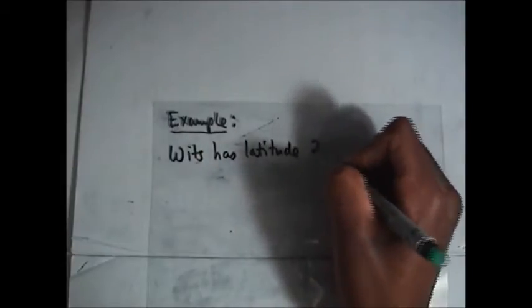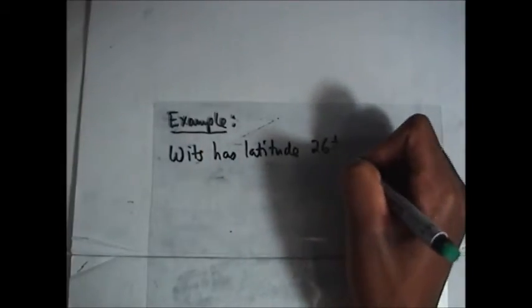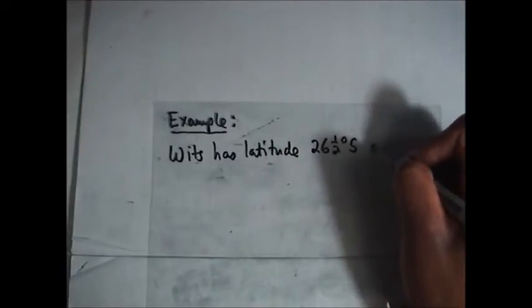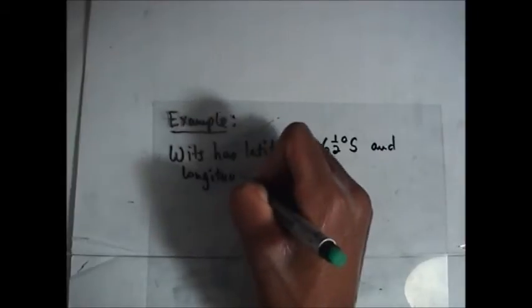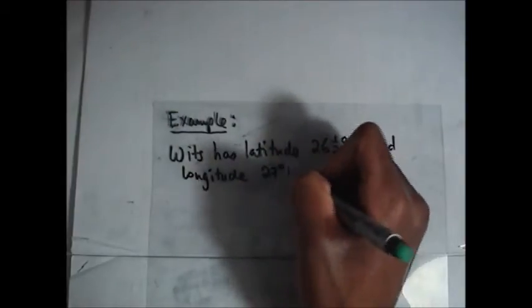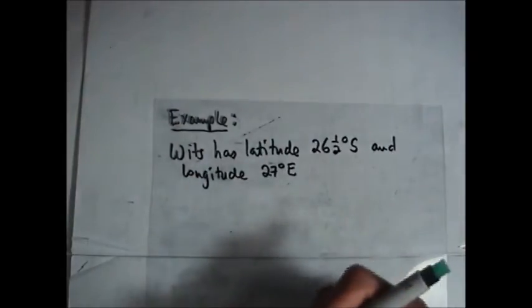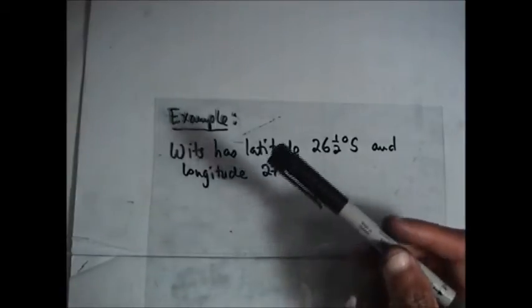We are told that Wits has a latitude of 26.5 degrees south and a longitude of 27 degrees east.